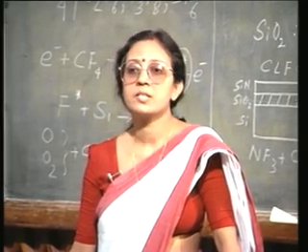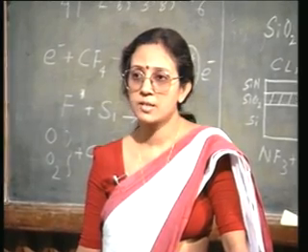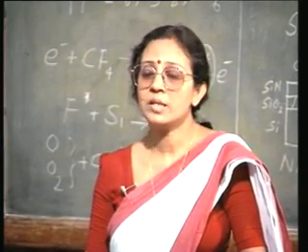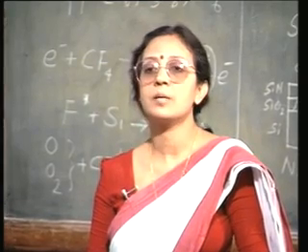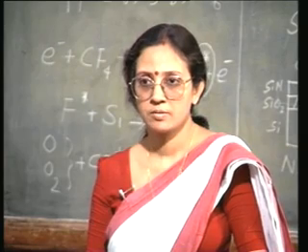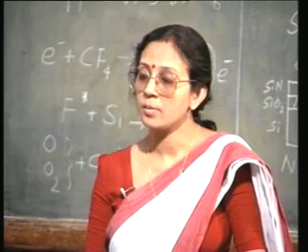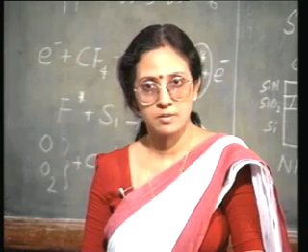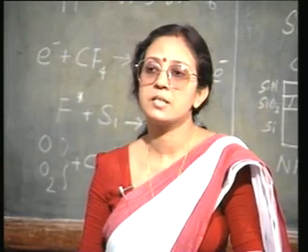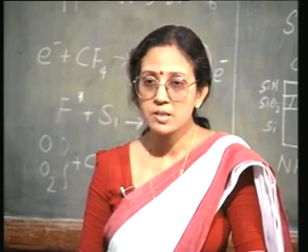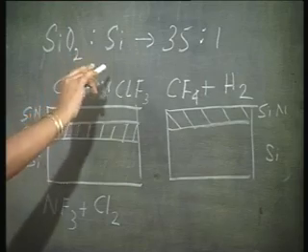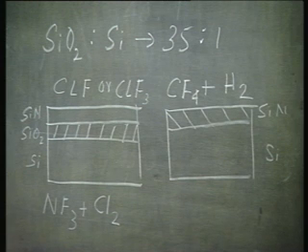So, if you want selectivity of etching silicon dioxide or silicon nitride over silicon, you should use this feed gas with a little bit of hydrogen. Hydrogen will suppress the active fluorine species. It will form HF and therefore suppress the formation of active fluorine species, and therefore the etching of silicon will be hindered. But the etching of silicon dioxide and silicon nitride will go on, and in the process it is possible to have a high selectivity. Like I told you, in case of silicon dioxide over silicon, it is possible to have 35:1. Same thing also holds good for silicon nitride.